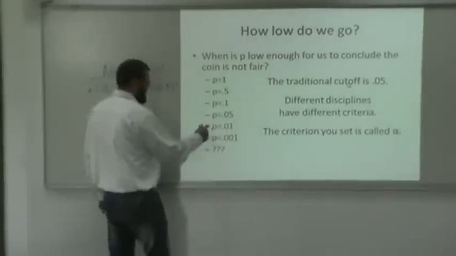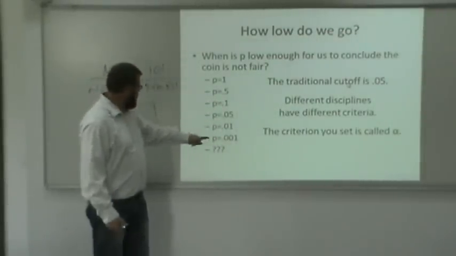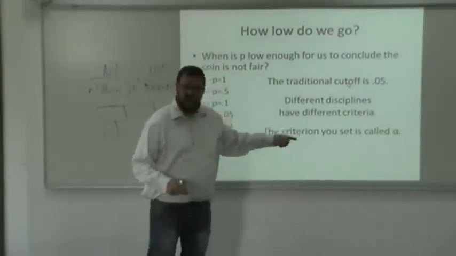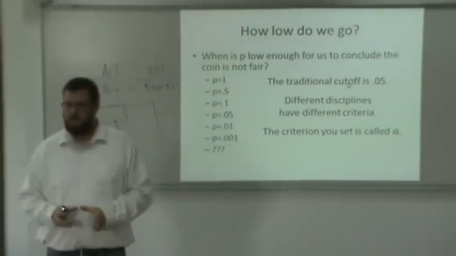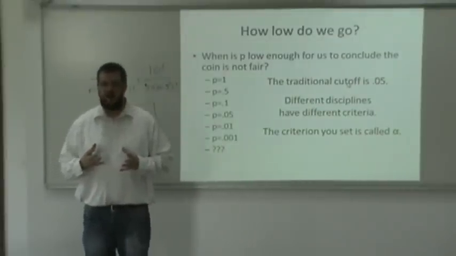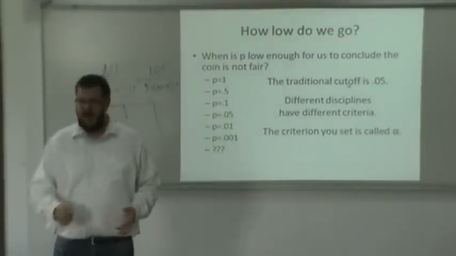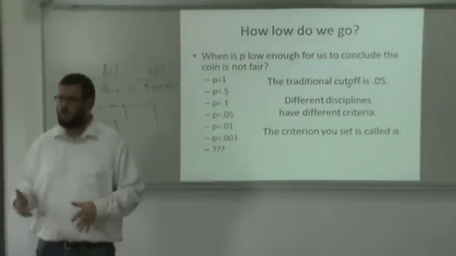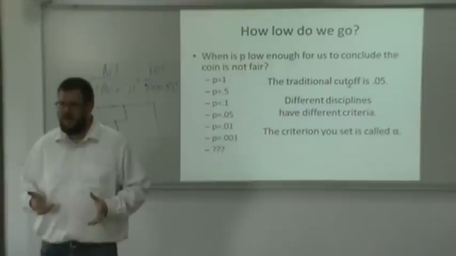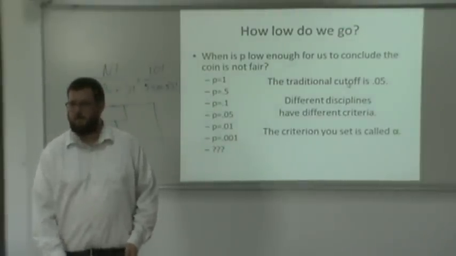At whatever value you set it. If you set the cutoff at 0.1, then your alpha is 0.1. If you set it at 0.001, then your alpha is 0.001. So alpha is just the cutoff that you pick to determine when you have enough evidence to conclude that the coin isn't fair, right? So some people say, well, 10 heads in 10 flips, I know that's improbable, but I want more evidence, right? What does that suggest if they want more evidence? Where are they setting alpha? Above or below 0.05?